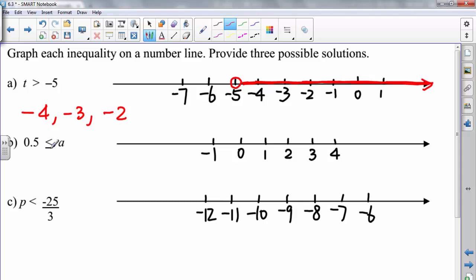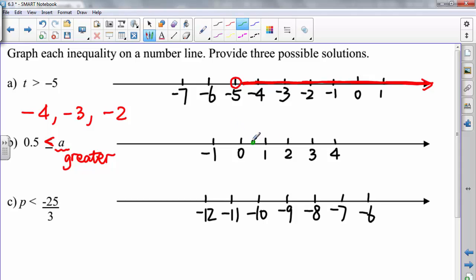Remember, the alligator mouth always opens towards the larger number. So right now, this alligator mouth opens towards A. That means A is a greater number, and A is greater than or equal to 0.5. Let's locate 0.5 on the number line first.